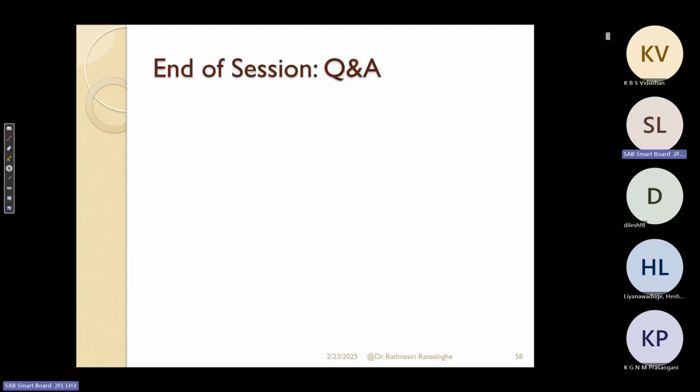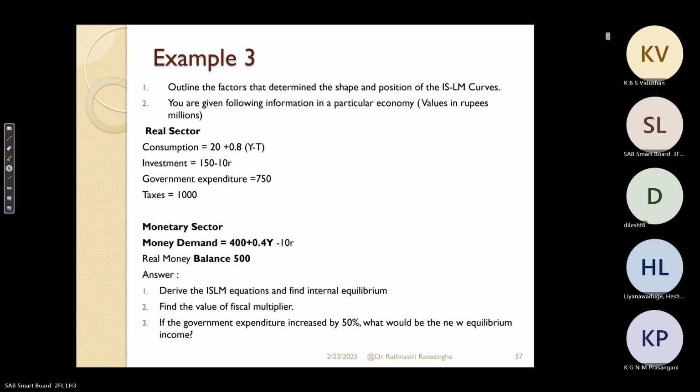Time is not further. One question regarding this: sometimes you may be given different components. Sometimes you may be given a saving function, and you need to convert it to consumption based on the approach you are following. If you are using injections and withdrawals, you can use the saving function. If you use Y equals C plus I plus G, you have to use the consumption function.